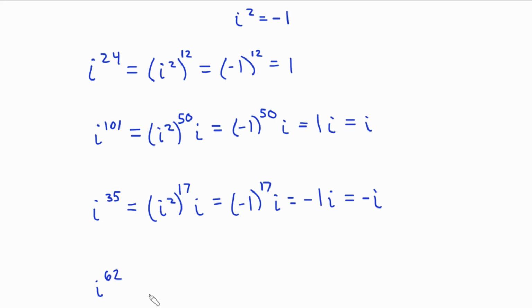And one more problem here, i to the 62nd. We can rewrite this as i squared to the 31st power, since 2 times 31 is 62. i squared is -1 to the 31st, and since 31 is odd, there'll be 1 negative left over, so it'll be -1. So there you go. These are actually the 4 answers that you'll get every time. You'll get either a 1, an i, a negative i, or a negative 1 anytime you're simplifying these.